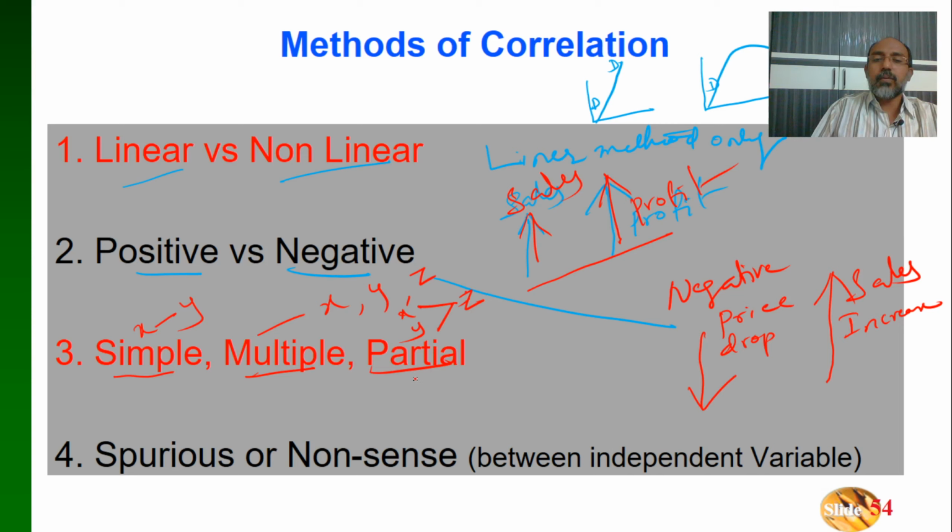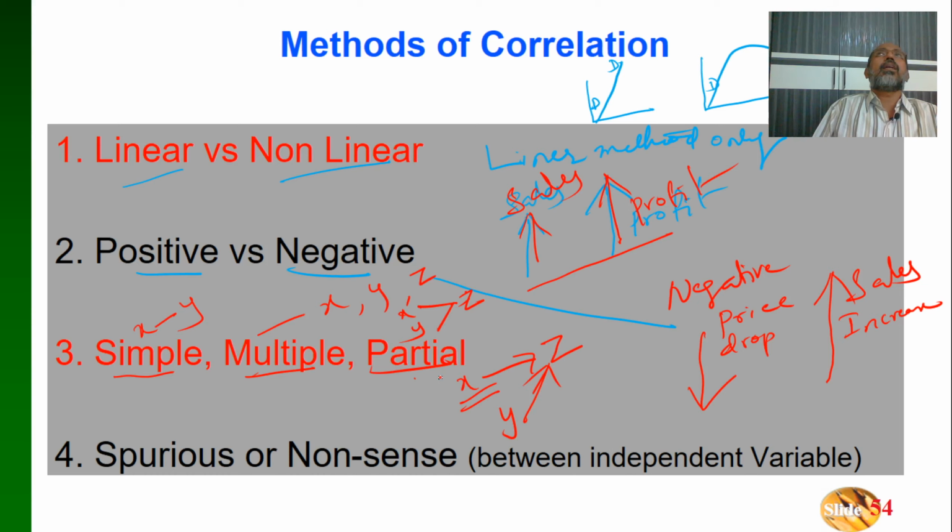Then what is partial correlation? It is the effect of x on z. Even though y also exists, I am not going to deal with it right now. I am talking about only the effect of x on z. This is partial correlation.